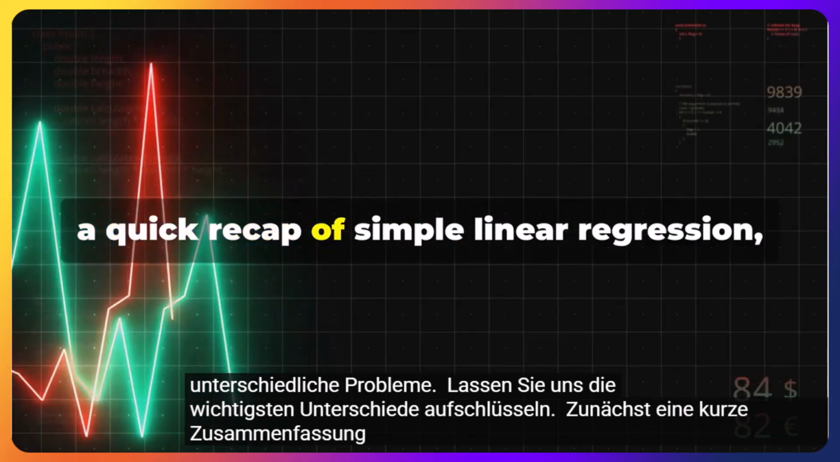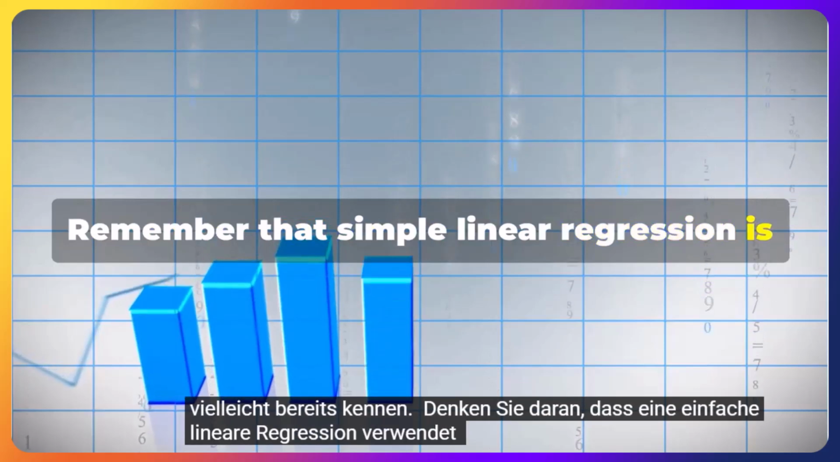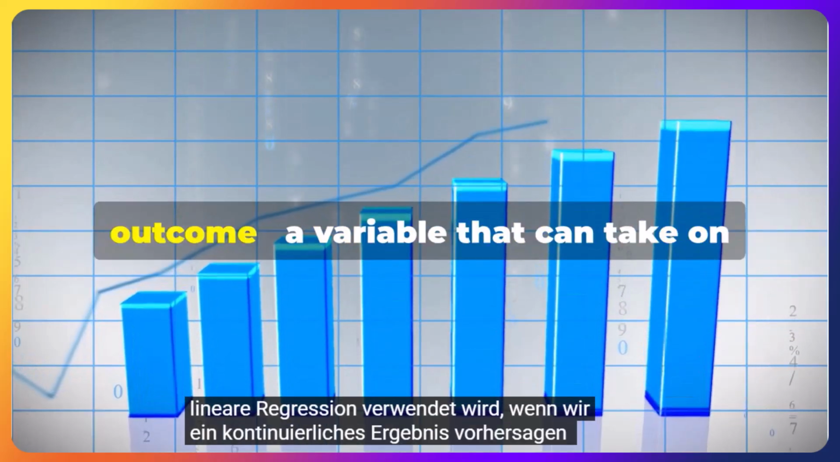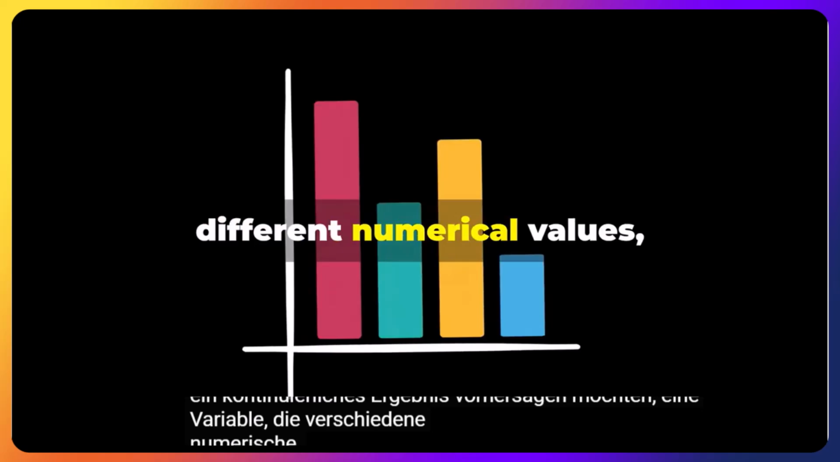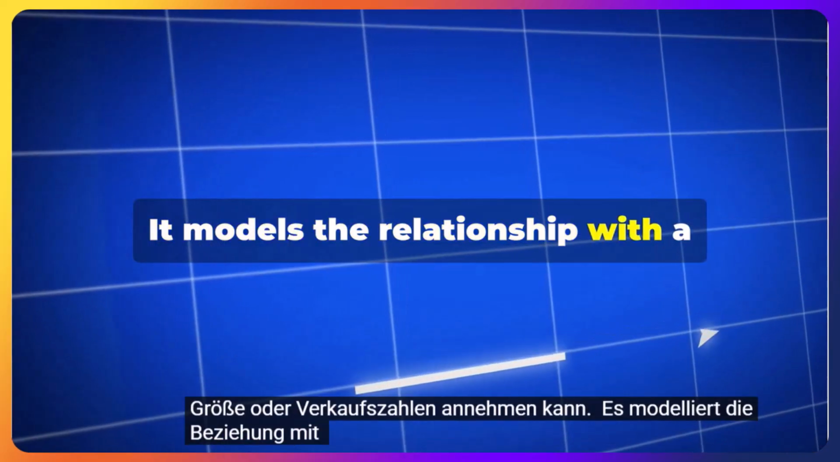First, a quick recap of simple linear regression, which you might already know. Remember that simple linear regression is used when we want to predict a continuous outcome, a variable that can take on different numerical values like temperature, height, or sales figures. It models the relationship with a straight line.